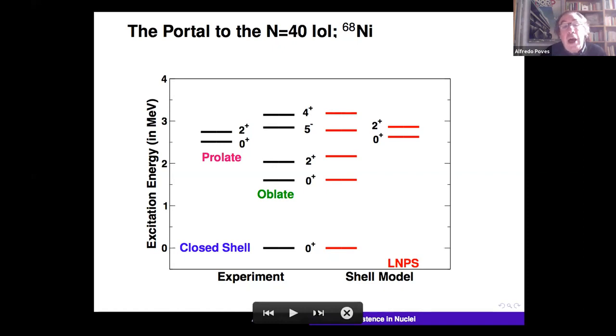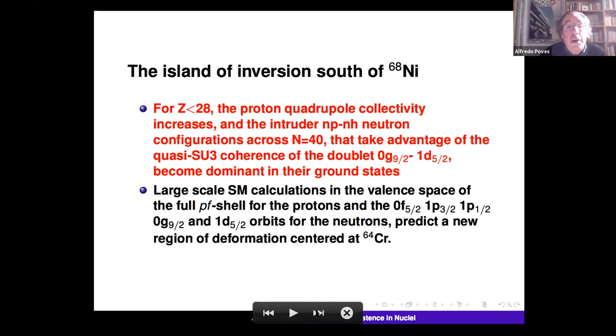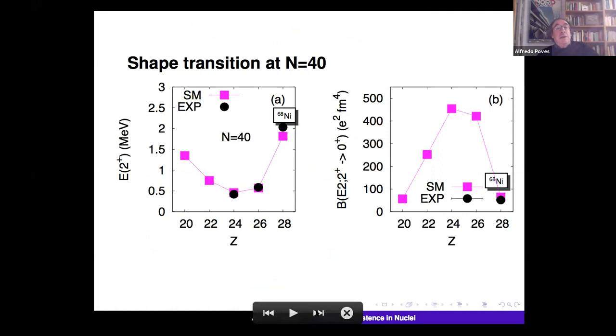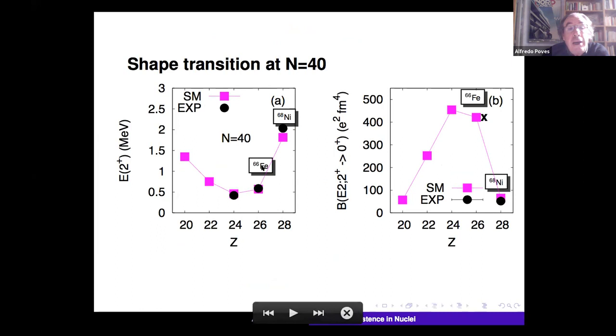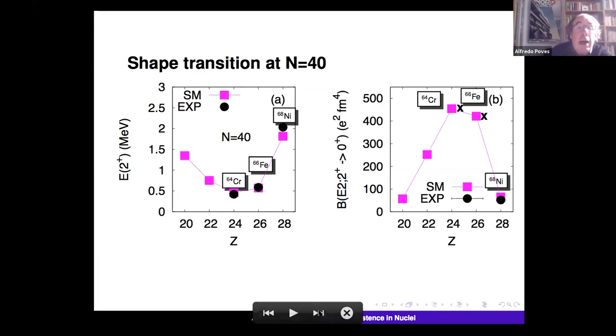And this is seen in the calculation and in the experiment, and I will show you that in this graph. This is the shape transition at N equal 40. These are the 2+ excitation energies, and these are the B(E2)s. As you remove particles from nickel, in iron 66 you go from 2 MeV to half an MeV, and this continues in chromium 64, and you bounce back when you move towards calcium 60. And indeed, we had a prediction for titanium 62 that has been experimentally fulfilled, to our great pleasure.